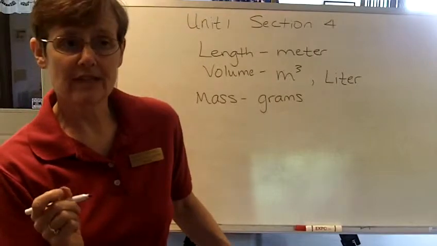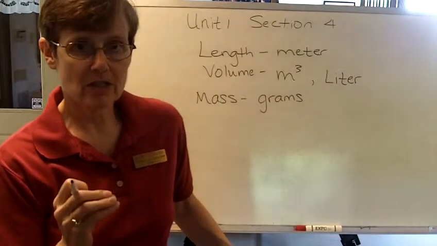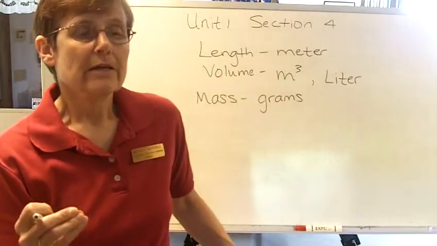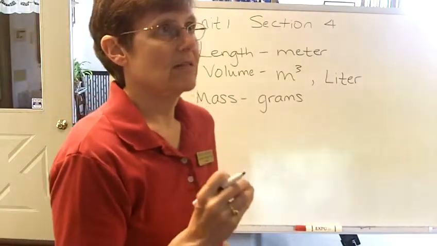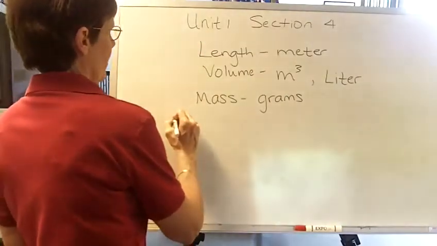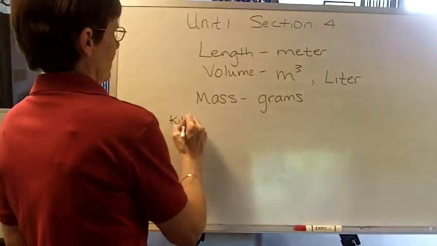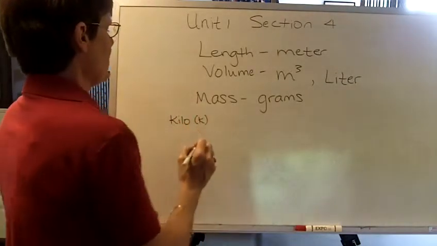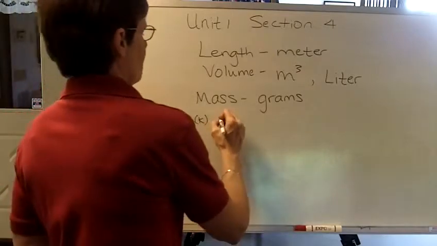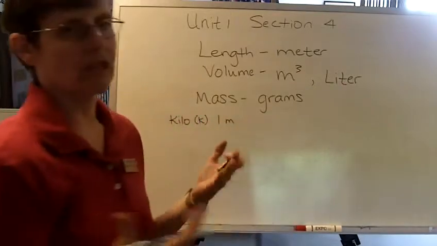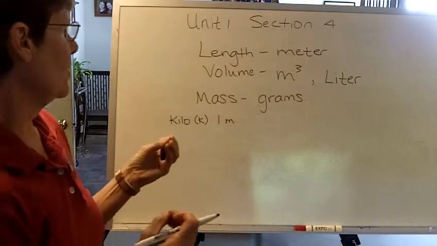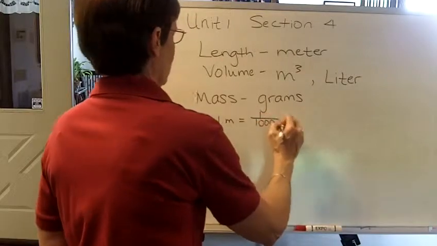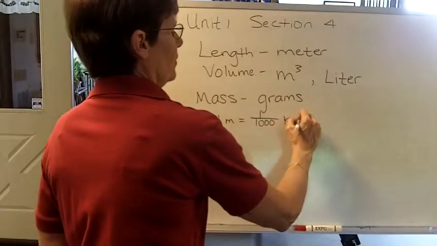So let's look at the prefixes. What I especially want you to see is how the prefixes are related to the base units. So what we're going to say here is that, let's start with a big one, kilo. So the abbreviation for kilo is a K. And 1 meter, let's just use meters as an example. 1 meter is equal to 1/1000th of a kilometer.